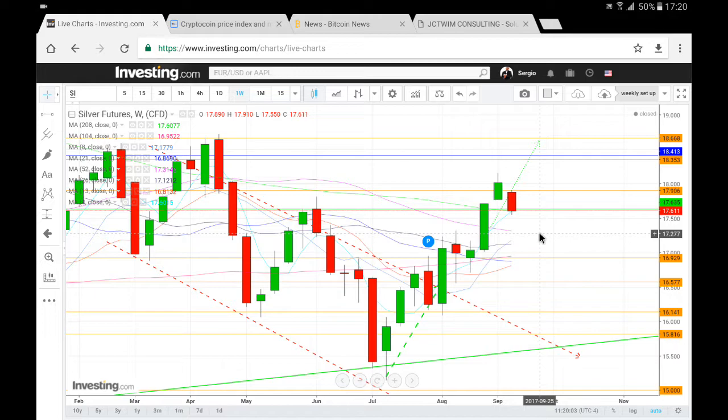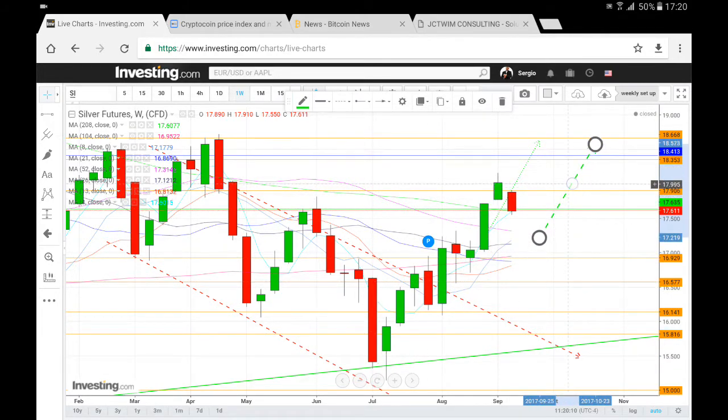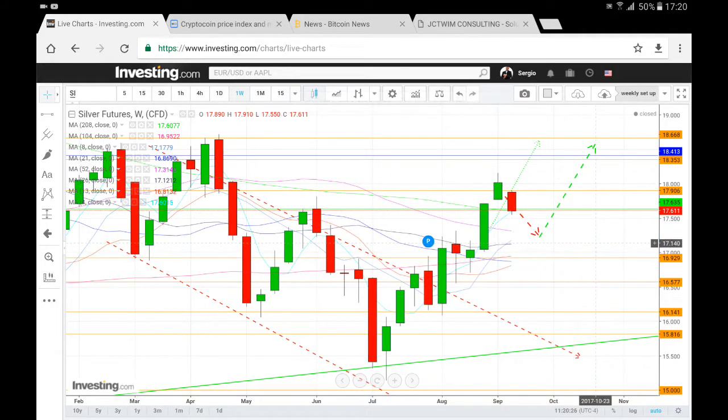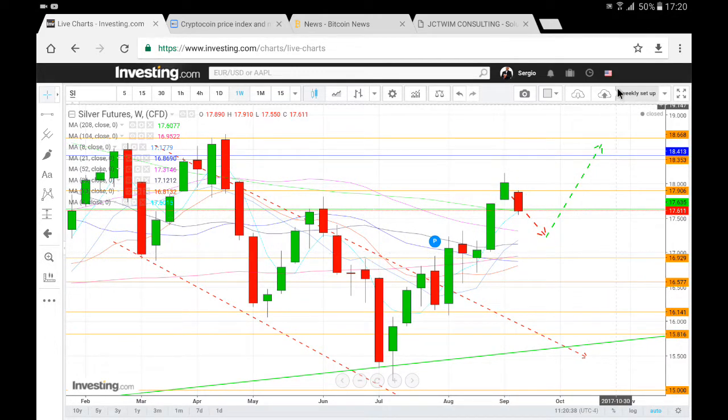You see the same analysis we did for gold, so expect the same thing to happen here with silver. Let me draw it quickly for you. Expect silver to do this. You see, bam, come here, bounce here. That's in red. Expect silver to do just that. Come here, bounce, and from there, boom, going back up. Okay, so that's it for silver.